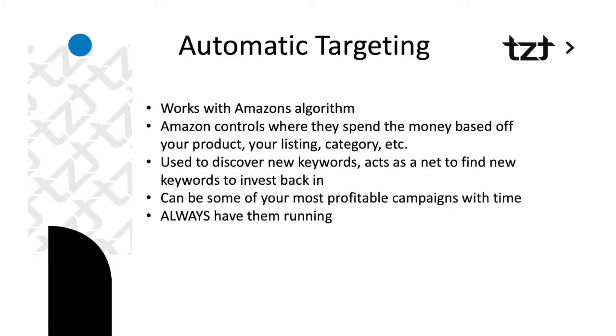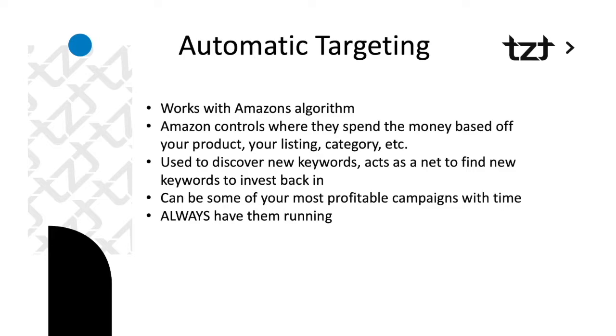Automatic targeting works with Amazon's algorithm. They essentially control where they spend the money based off of your product, based off of your listing, your category. But on top of that as well, what's really important to be able to do before you start selling is making sure you have your SEO done correctly, your keyword research done correctly, so all your back-end search terms, your title, your bullets are all in your listing, everything that you want to be visible for, because that's what automatic campaigns are going to essentially pull from.